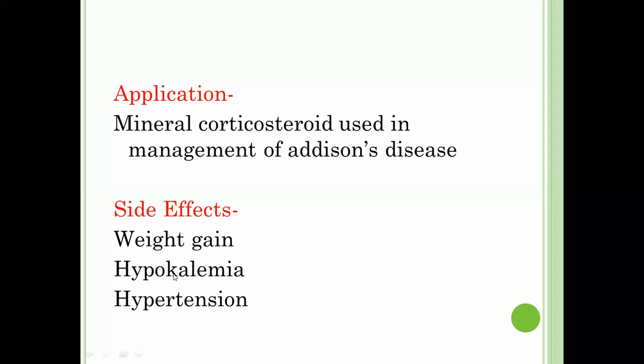There are some preparations available. Deoxycorticosterone trimethyl acetate injection IP, taken by the intramuscular route, and deoxycorticosterone acetate injection IP. Their dose is 5 mg per day IM. So these are the preparations of mineralocorticosteroids. Here we complete the corticosteroid chapter.